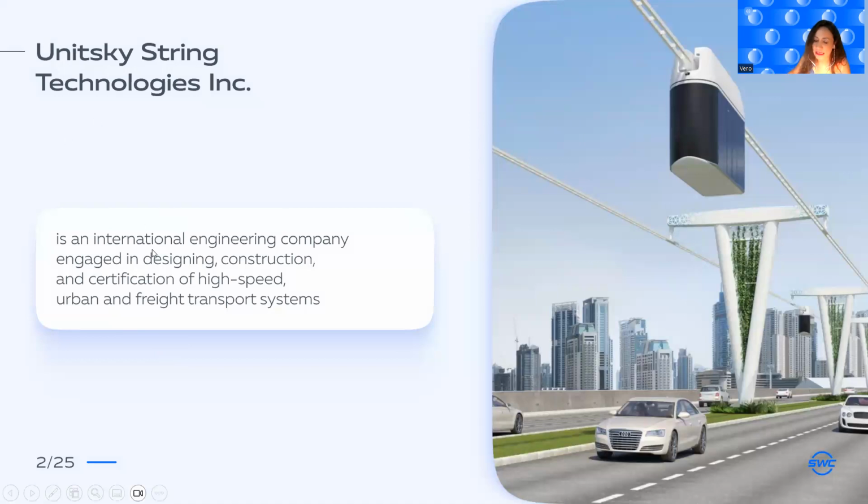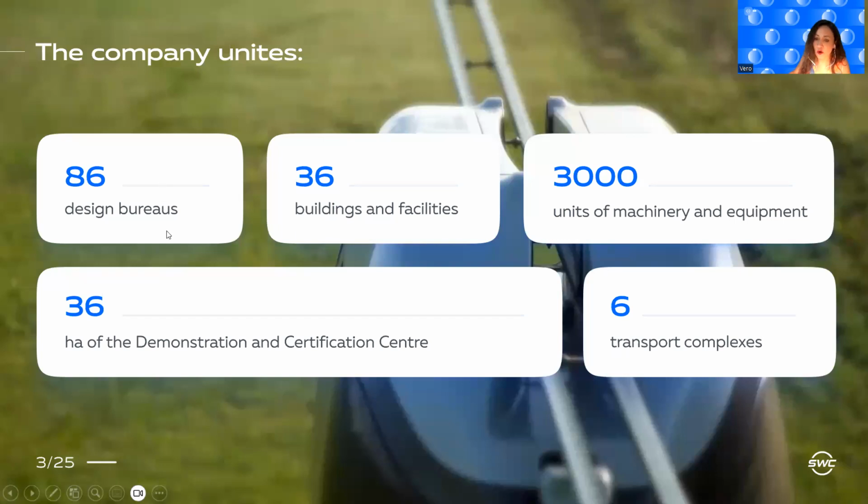Unitsky String Technologies Inc., as you see in the video, is an international engineering company engaged in designing, construction, and certification of high-speed urban and freight transport systems. The company units have 86 design bureaus, 36 buildings and facilities, 3,000 units of machinery and equipment, 36 hectares of the demonstration and certification center, and more than 6 transport complexes.